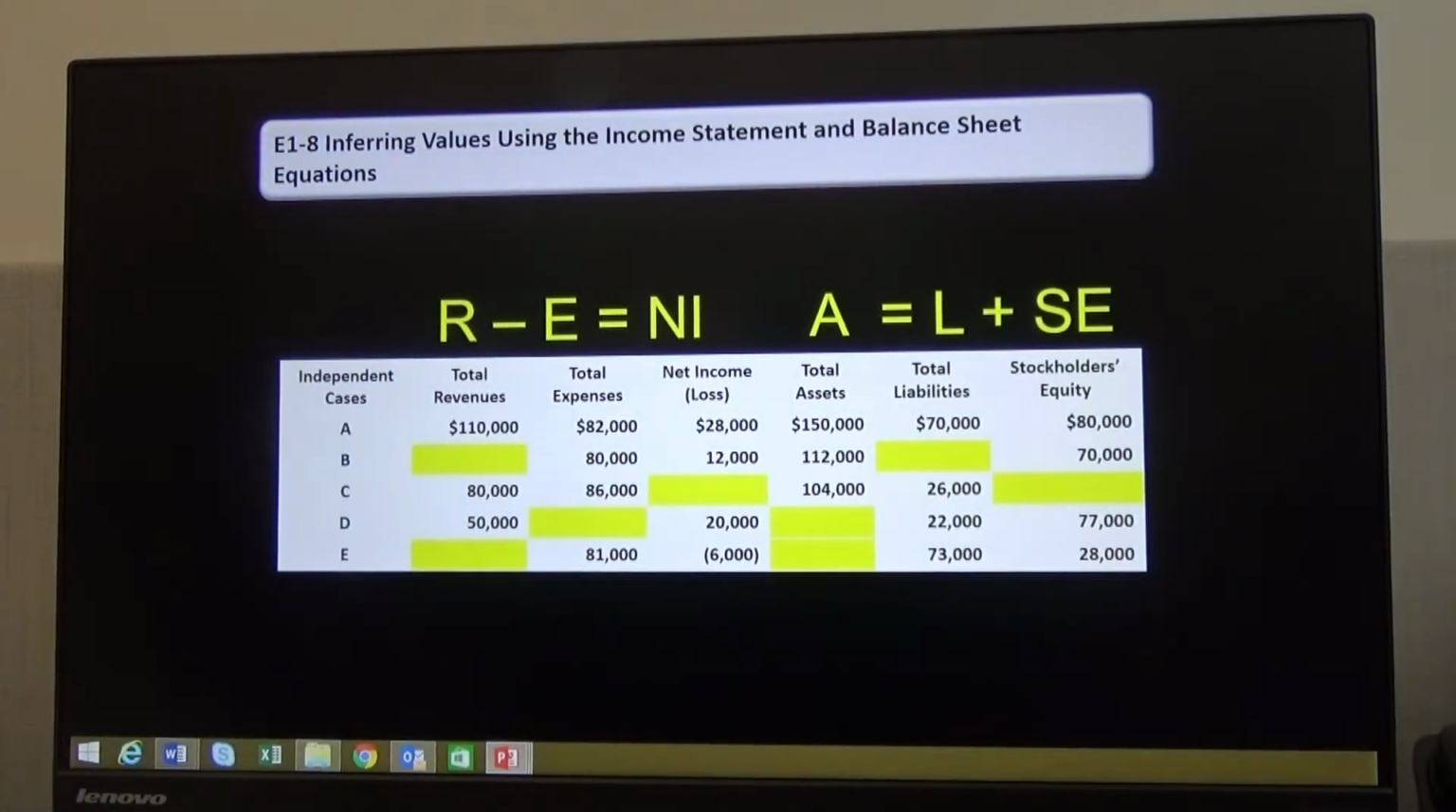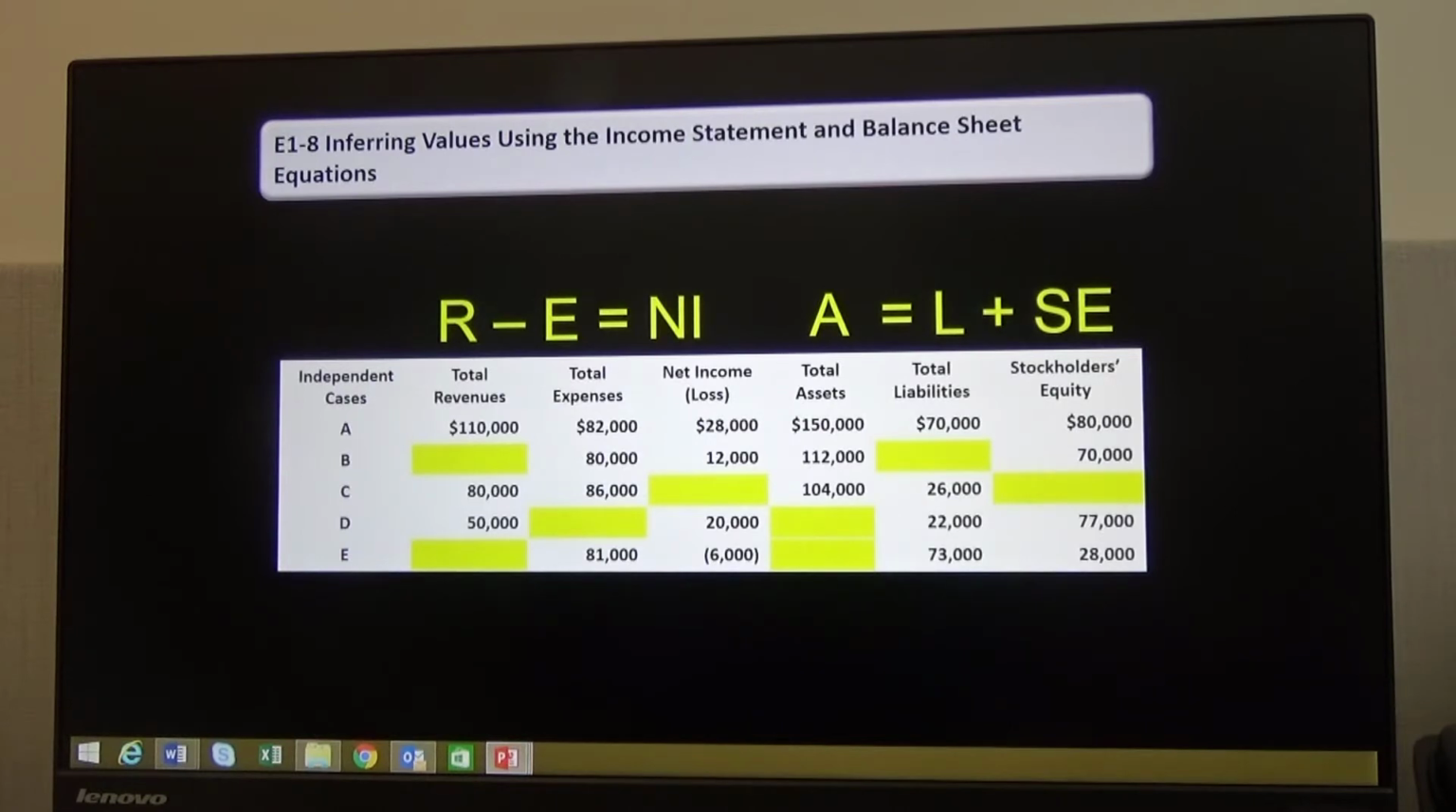Guess I got a step ahead of myself there. Let me back up. We're going to start by doing both parts of A. To do the net income, we would take the revenues minus the expenses, and to get the stockholders' equity, we would use that equation of assets equals liabilities plus stockholders' equity, and so we would take the assets minus the liabilities to get the difference that is the stockholders' equity of $80,000.